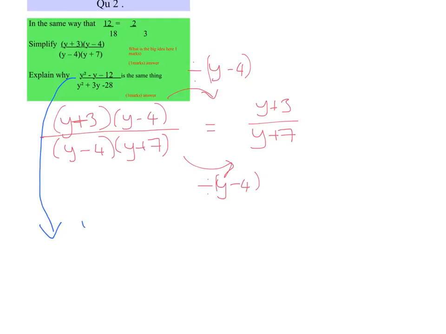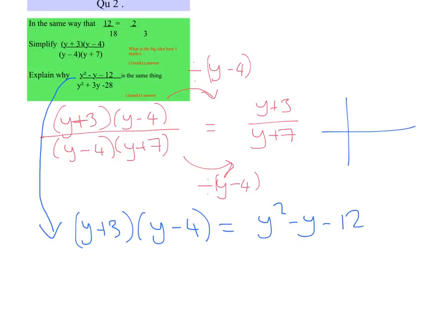So if we were to factorise or expand, either way you would be able to prove that they're the same thing. It's probably easy to expand, so y plus 3 multiplied by y take 4 is exactly the same as y squared, take away y, take away 12.